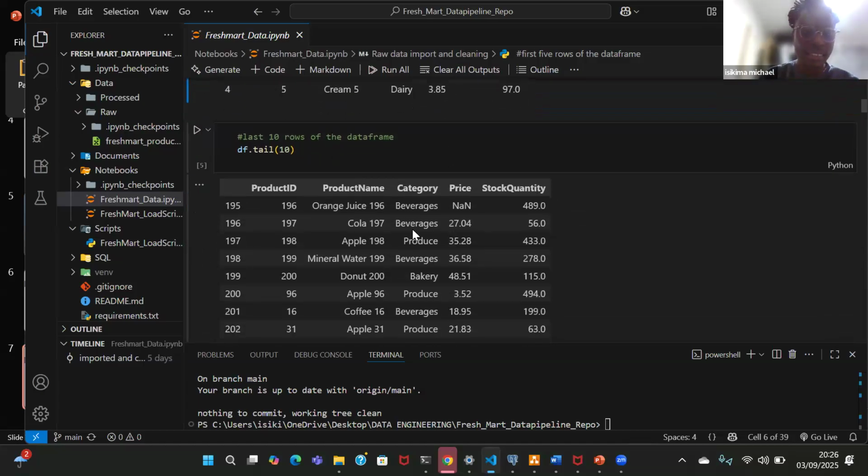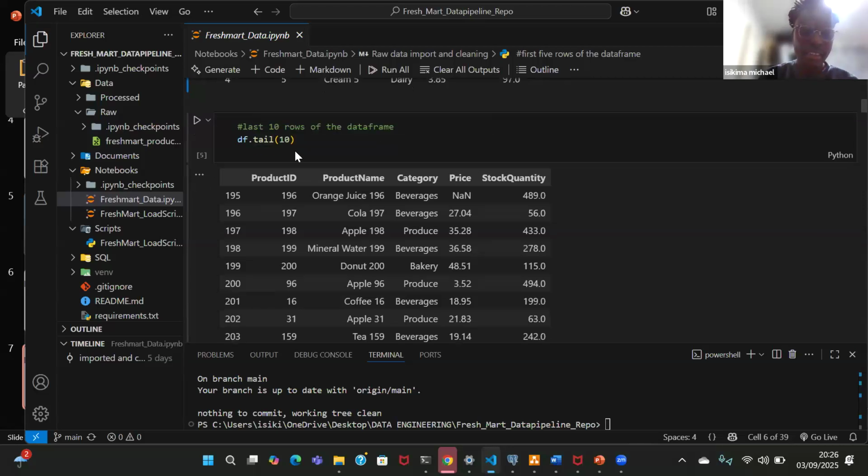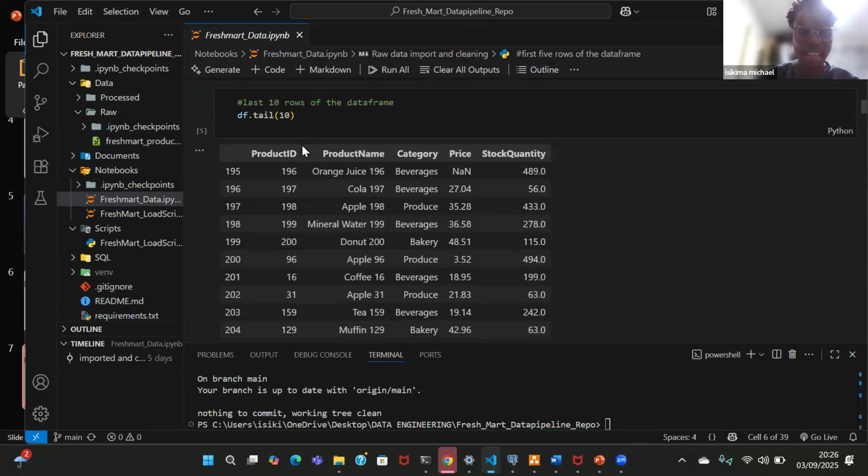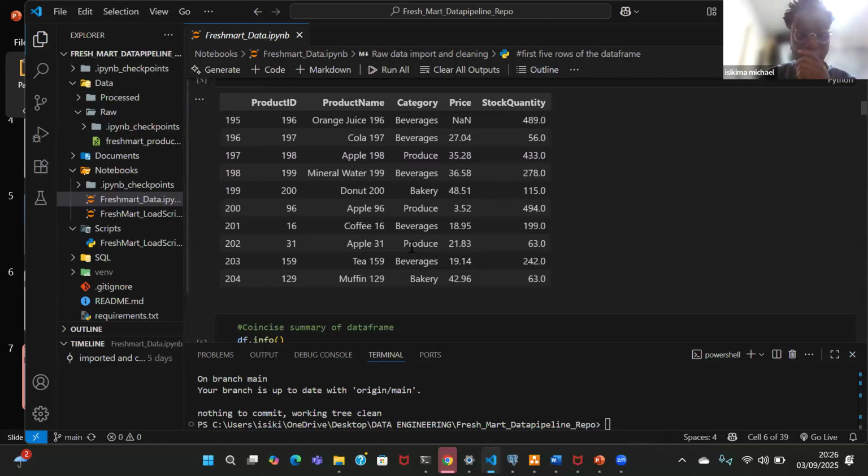If I want to see the last 10 rows, it's going to be dot tail. It's just like saying if I want to sit in a chair in my room, I'm going to do dot chair. So now I'm doing dot tail because I want to see the last 10 rows. So I'm putting 10 inside the brackets. So this is what you're going to be seeing, the last 10 rows of the data set.